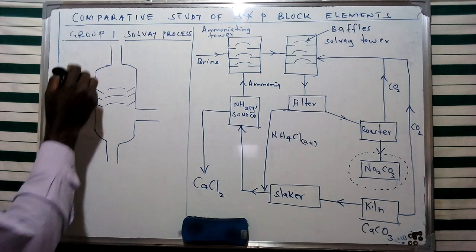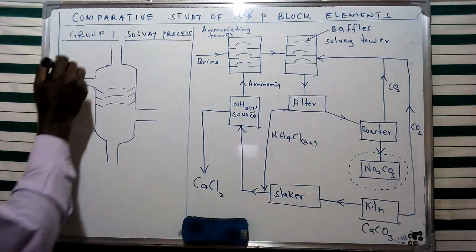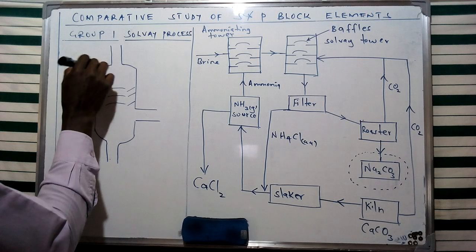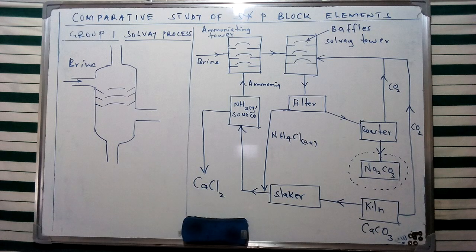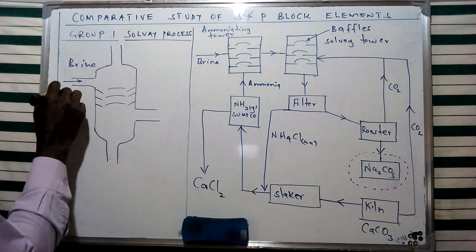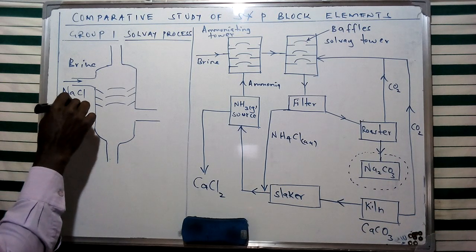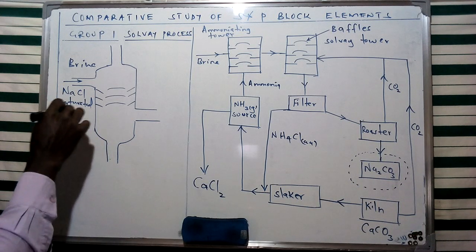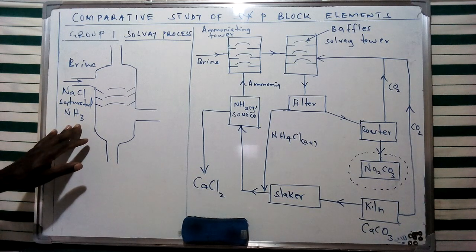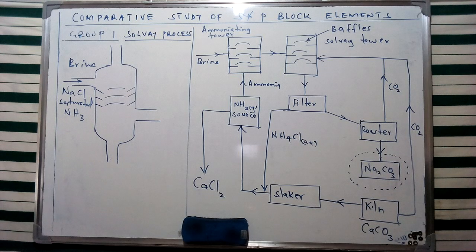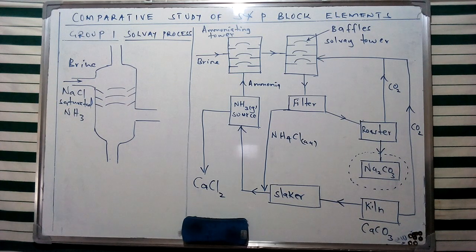In this specific section, we're going to have an inlet that is going to be taking in brine, and this is a concentrated sodium chloride solution, which is referred to as brine. Now, this sodium chloride is going to be saturated with ammonia. So I hope this is relatable. So this is going to be saturated with ammonia. Sometimes we are going to refer to this one as ammoniacal brine, and this is going to be passed through this specific chamber as an inlet.